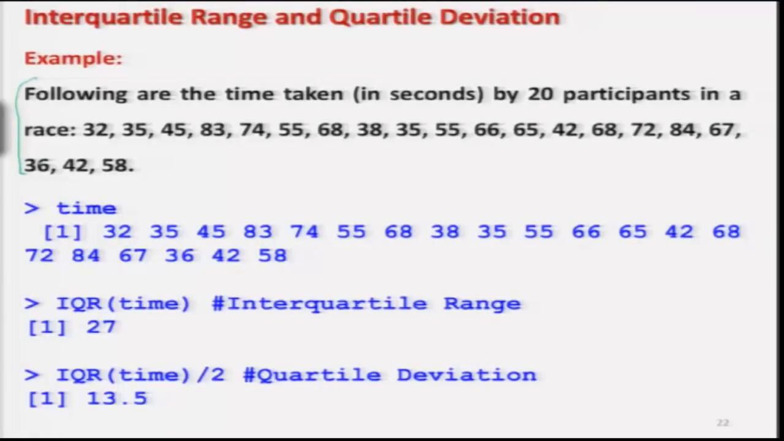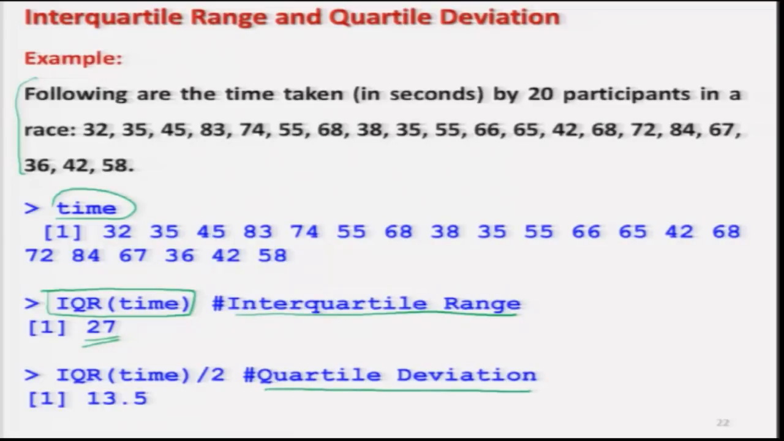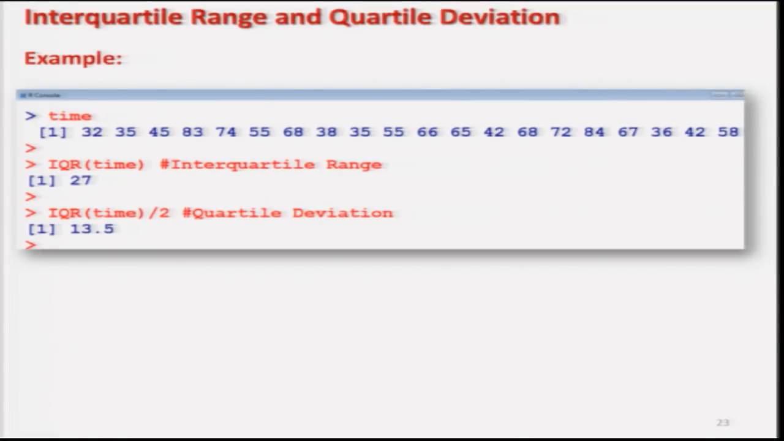Now, I will take an example to show you how to compute these things, and then I will show you on the R console also. Again, I am going to take the same example where I have stored the data on the time of 20 participants. If I simply operate the command IQR with the argument time, this will give me the value of the interquartile range, and this value comes out to be 27. Similarly, if I want to find the quartile deviation, I simply write IQR of time, the same command, and divide it by 2. This value will come out to be 13.5. And this is the screenshot of the operation.